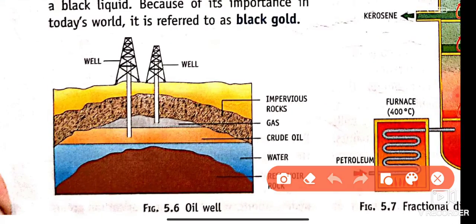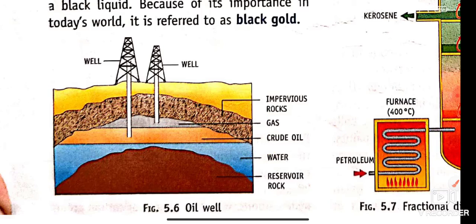Okay, there is water in the lower layer, and over the water the crude oil floats and the gases accumulate over it, and there are impervious rocks, that means rocks with no holes, and they accumulate here. That's why impervious rocks provide the high temperature and pressure conditions for formation of petroleum.